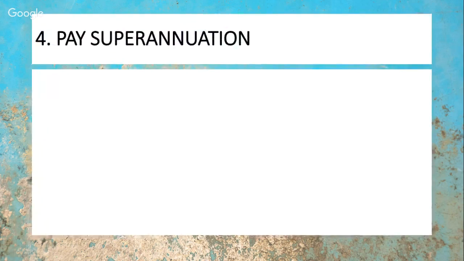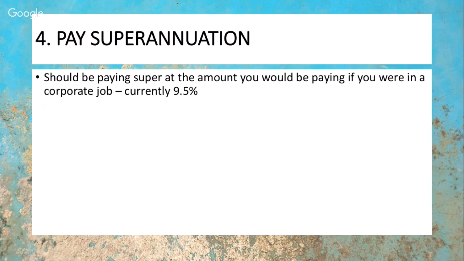Okay, tax hack number 4, paying superannuation. So superannuation is really important. So you should be paying super at the amount that you would be paying if you were in a corporate job, which is currently 9.5%. So I know this can be quite a large chunk out of your wage.